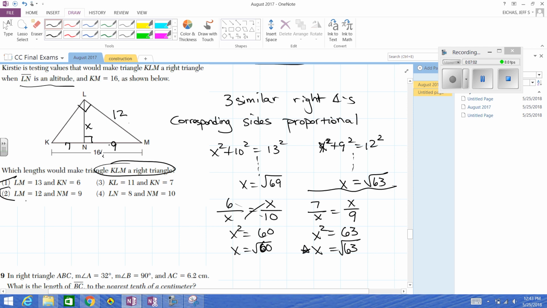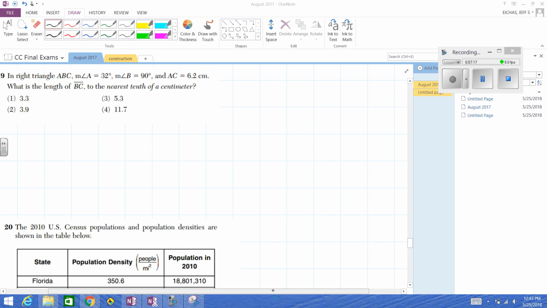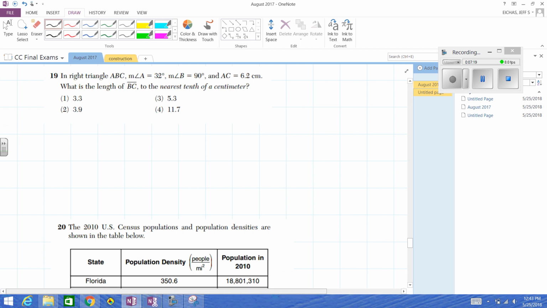The other ones won't. Okay, you can test them yourself. They won't make the sides proportional for these three. So that's how it's going to work. All right, very good. Tough one, but we can handle it. Number 19.